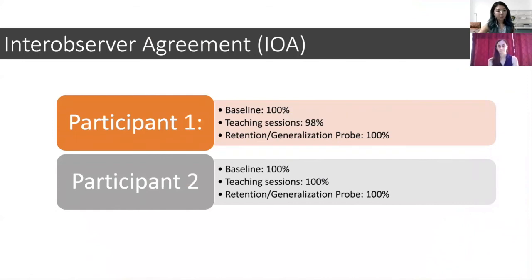Using exact IOA to calculate our inter-observer agreement, for participant 1, baseline was 100% IOA, our teaching sessions was 98% IOA, and retention generalization probe was 100% IOA. For participant 2, for baseline, teaching sessions, and retention generalization probe, it was all 100% IOA. And IOA was conducted for all trials that were run.